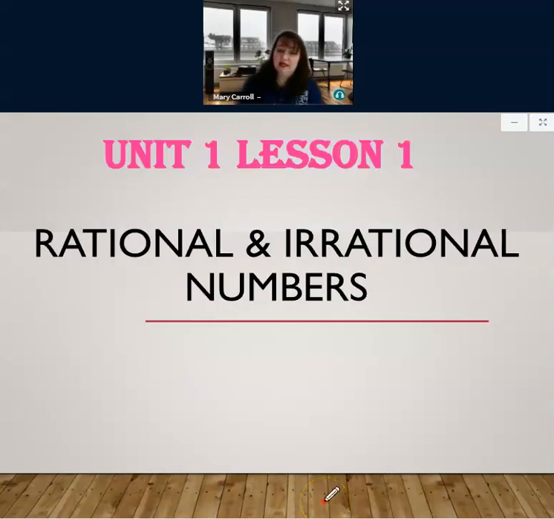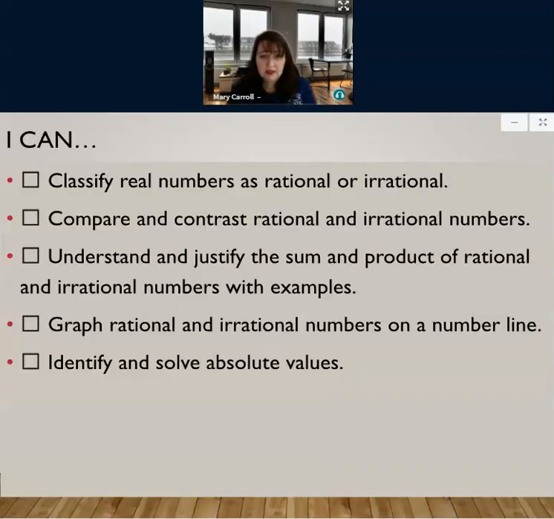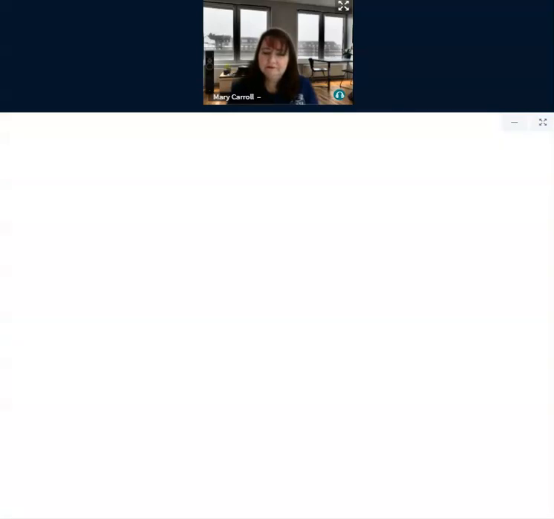Okay, so Unit 1, Lesson 1, we're going to be talking about rational and irrational numbers. And in this lesson, we're going to be classifying real numbers as rational or irrational, comparing and contrasting rational and irrational numbers, understand and justify the sum and product of rational and irrational numbers with examples, and graph rational and irrational numbers on a number line, as well as identify and solve some absolute values.